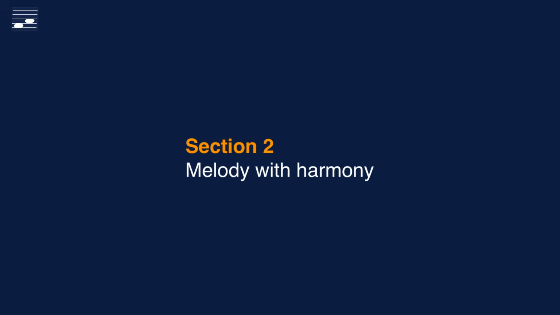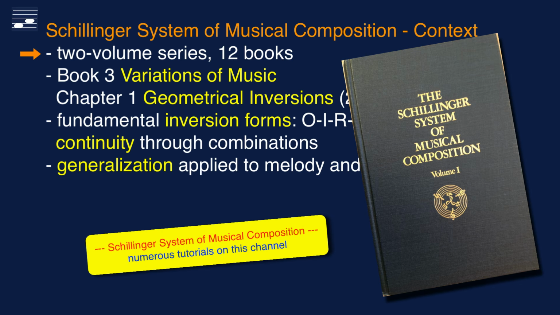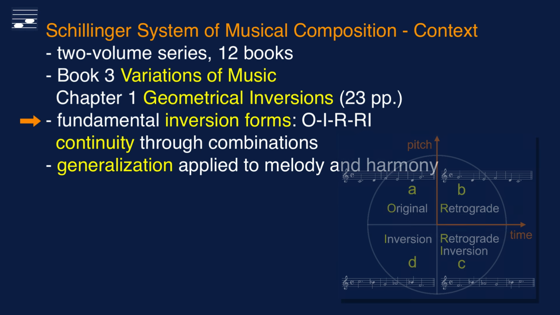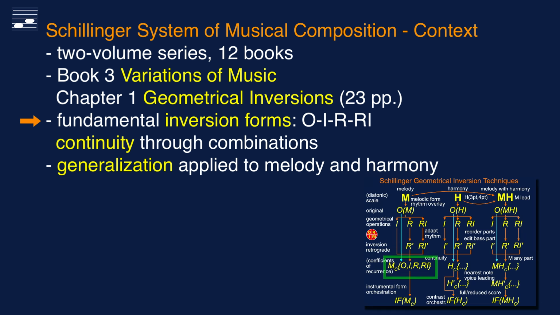This section is about the use case of melody with accompaniment. The Schillinger system context is discussed in part 1 in more detail. The system consists of 12 books. And we are focusing on Book 3, Chapter 1, about music variation through geometrical inversion. Part 1 presented the 4 fundamental forms: original, inversion, retrograde and retrograde-inversion. These may be combined to create a continuity.